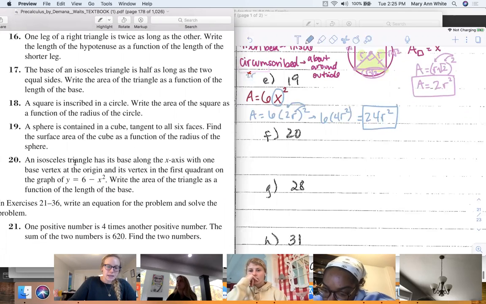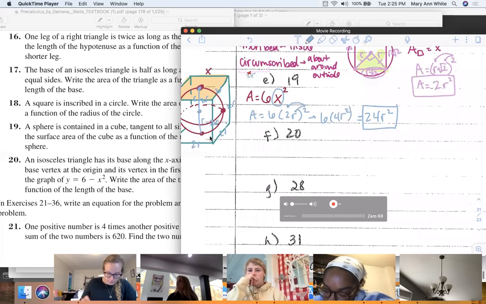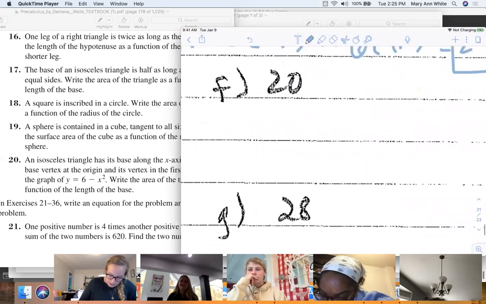It says, an isosceles triangle has its base along the x-axis with one base vertex at the origin and its vertex in the first quadrant on the graph of y equals 6 minus x squared. Okay, great, that's a lot. So we're gonna draw a picture. Oh, zoom in, thank you.